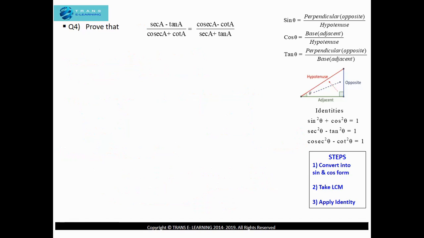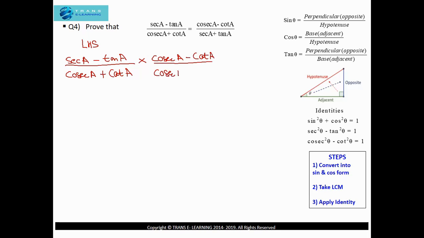Now the second way of doing this question is to solve the left hand side. So here what I'm going to do, I'm going to rationalize the denominator. That means I will be multiplying the numerator as well as the denominator with the conjugate of the denominator. Now what is a conjugate? Conjugate is when we write the denominator with the reverse sign. So here if we reverse the sign we will get cosecant A minus cot A, and in the denominator also we're going to write cosecant A minus cot A.